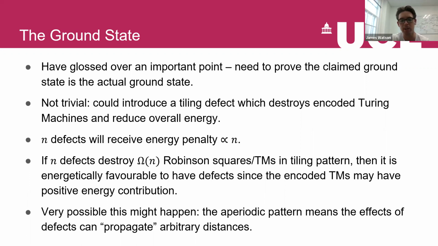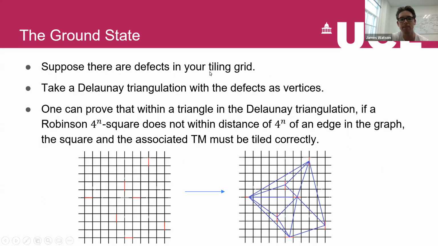So in order to bound this, we use a slightly weird construction. Suppose that there are a set of defects in your tiling grid. What we do is we take the Delaunay triangulation with the defects as vertices. This is just a triangulation of the defects. And one can prove that within a triangle in the Delaunay triangulation, if a Robinson square of size 4 to the n is not within distance 4 to the power of n of an edge, then the associated tiling has to be intact in some sense. It can't be destroyed by the defects.